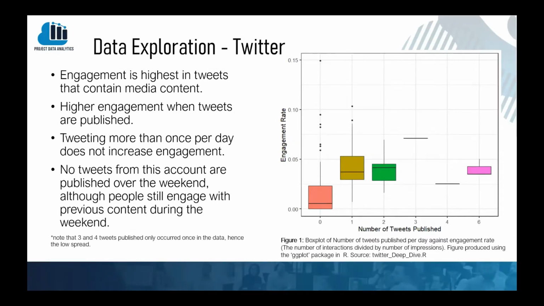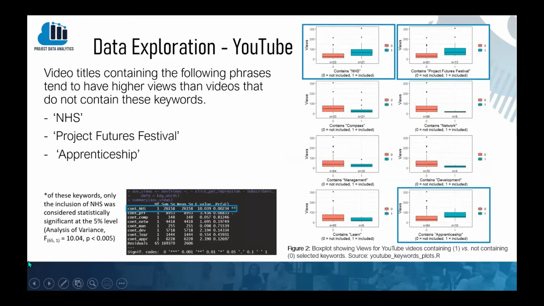Looking into the Twitter data, we found that engagement was highest in tweets that contain media content, be that images or video. We get higher engagement when tweets are published. Tweeting more than once per day doesn't actually increase engagement more than just tweeting once. When we looked into the YouTube data, we found that certain key phrases or keywords in video titles equated to an increase in views. NHS was found to increase the number of views significantly.